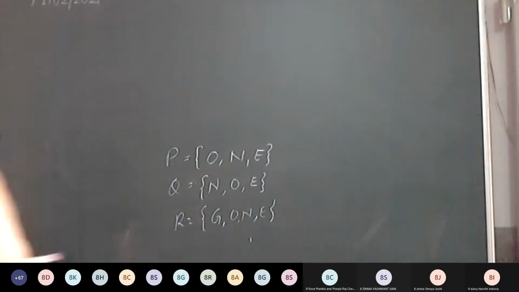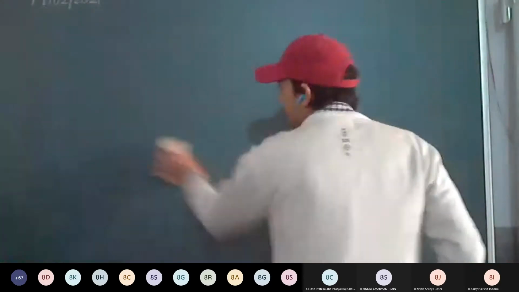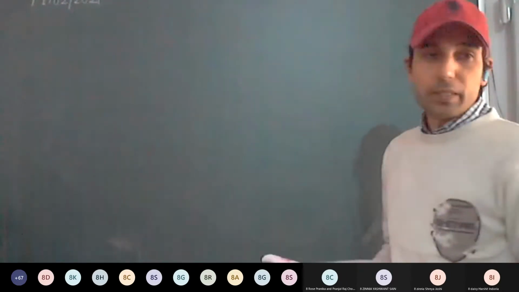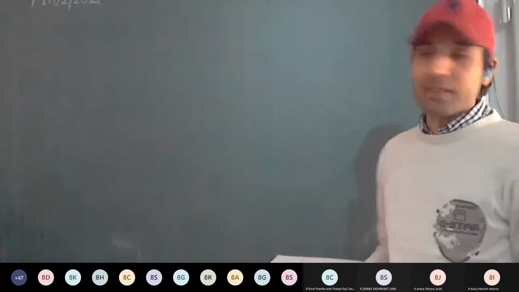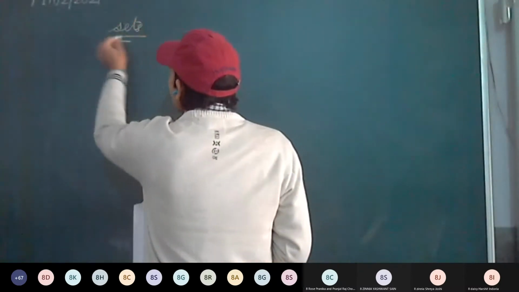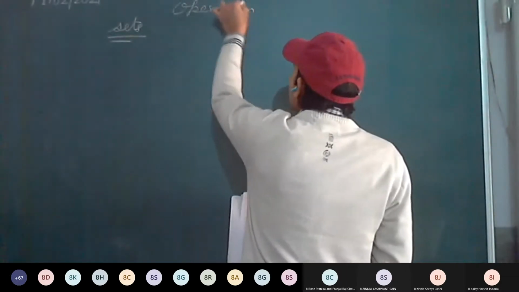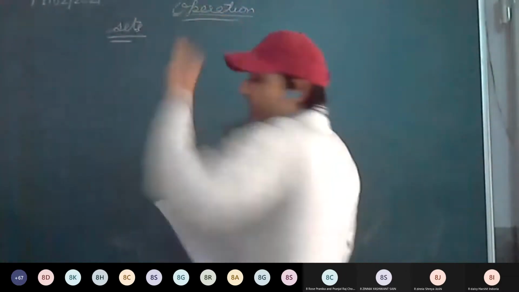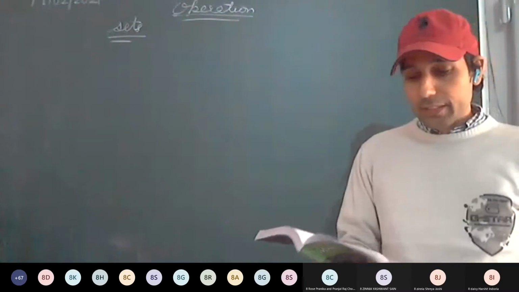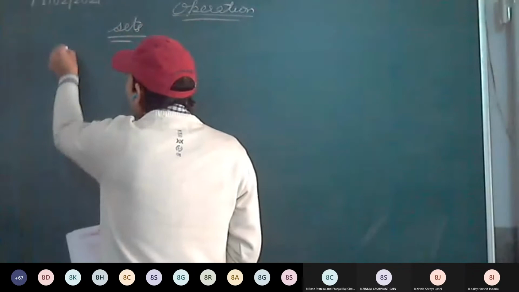Now we have to do the operations. Like we operate on numbers, we add them, subtract them, divide them, multiply them. We'll now be operating on sets. So we'll be doing operations on sets. First, we'll be doing union of two sets.